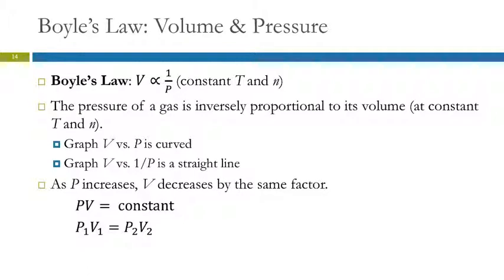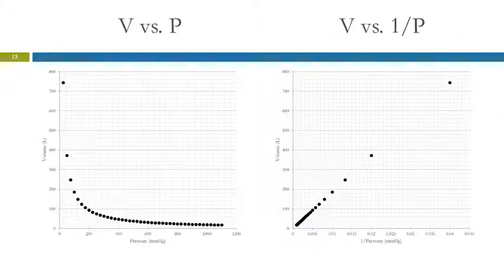So he found that the volume of a gas is proportional to 1 over the pressure. And this is assuming that the temperature and the amount of gas are constant. So when you graph the volume versus the pressure, you get a curve, but if you graph the volume versus the reciprocal of the pressure, you get a straight line. I'll come back to this slide, but let's look at the graph. So here's volume versus pressure, a curve. If we graph volume versus 1 over the pressure, we get this nice straight line.